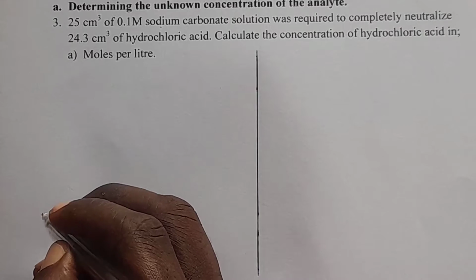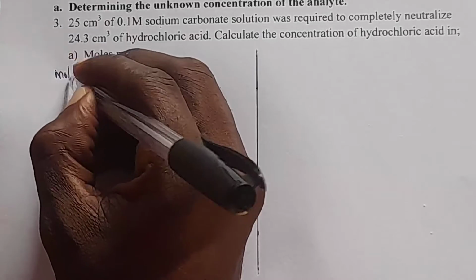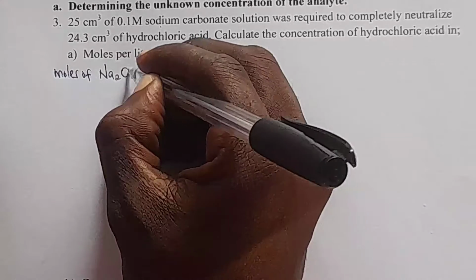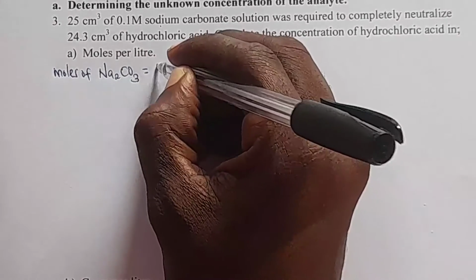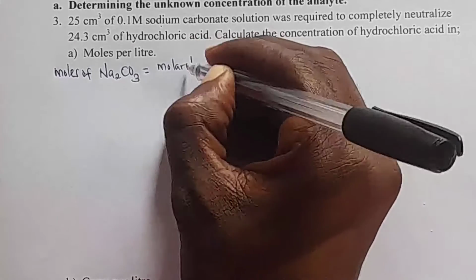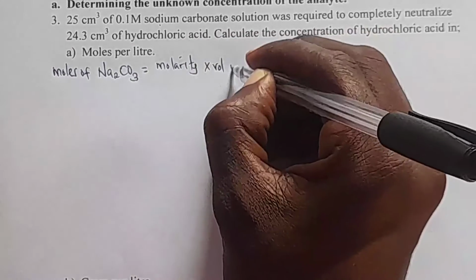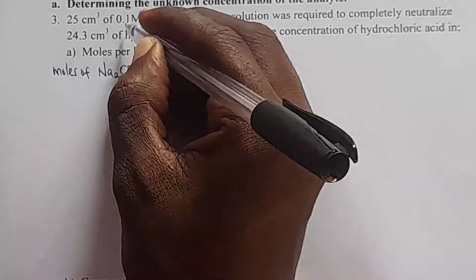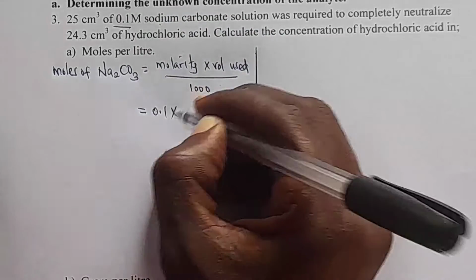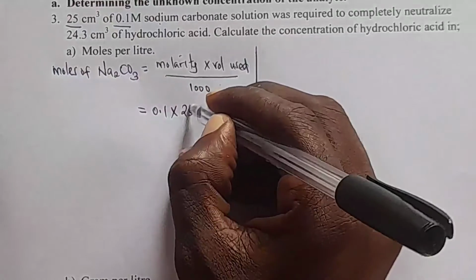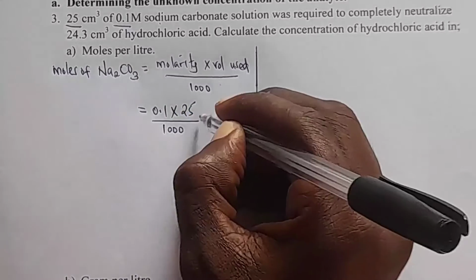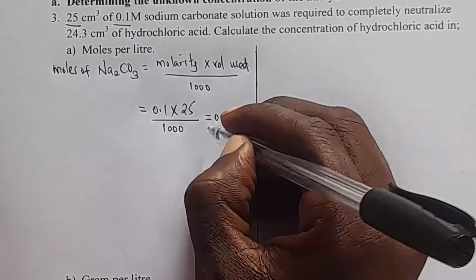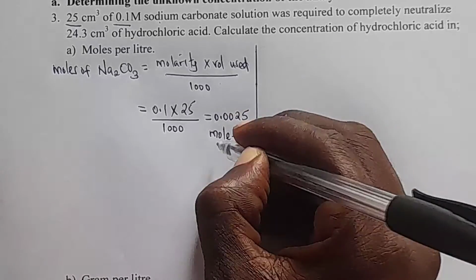So we start with moles of sodium carbonate solution. Moles is given by molarity times volume used over 1000. So our molarity is 0.1 times our volume used, which is 25, divided by 1000. Here we are going to get 0.0025 moles of sodium carbonate solution.